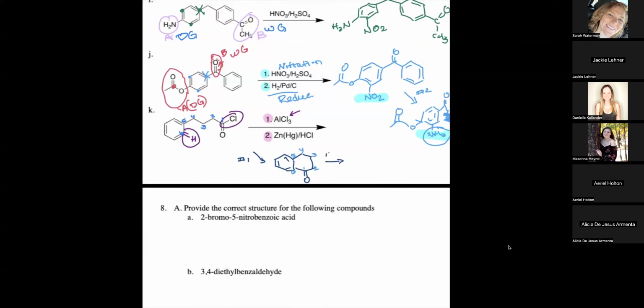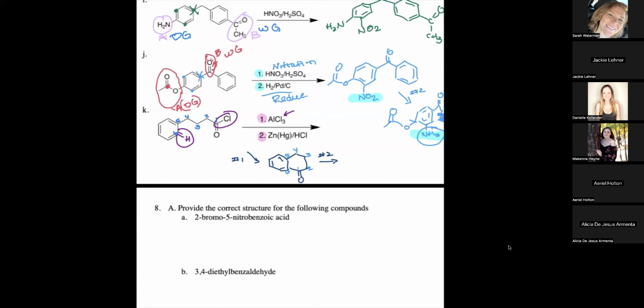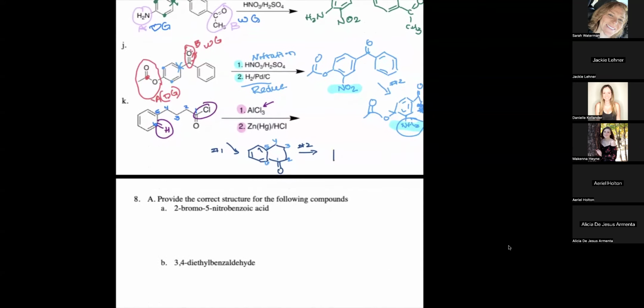And then what does 2 do? With 2, we're just taking off this ketone here, so we end up with this. Okay. So it's just our Friedel-Crafts reaction, creating that second ring, and then we remove our ketone.